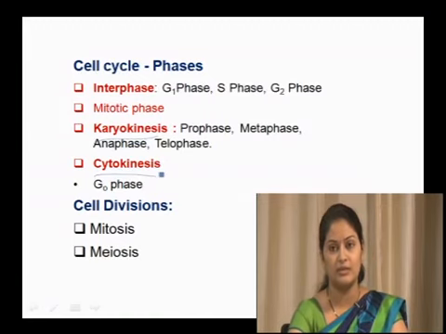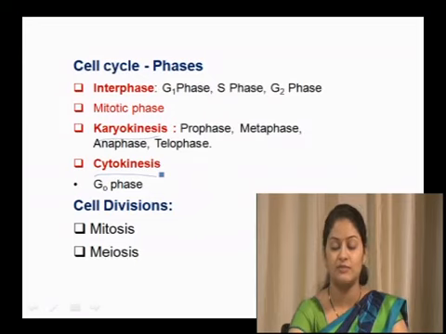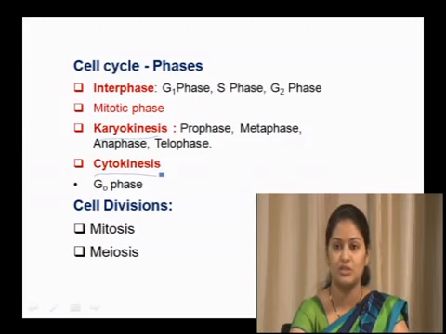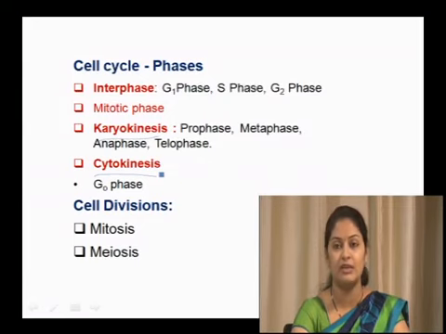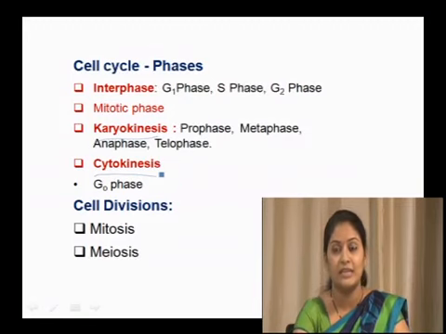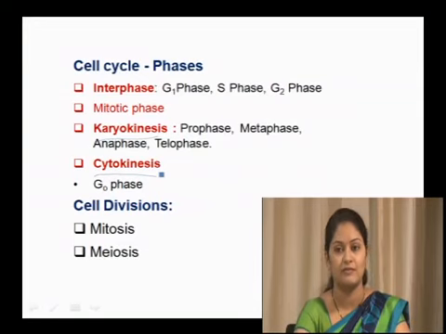Karyokinesis is subdivided into stages like prophase, metaphase, anaphase and telophase. And cytokinesis is associated with the division of the cytoplasm. At the end, we have a special stage referred to as the G0 phase. It is a special phase where the cell will enter a non-dividing stage. So a non-dividing cell will always be in G0 phase, but it does not indicate that it is inactive. These cells are metabolically active.